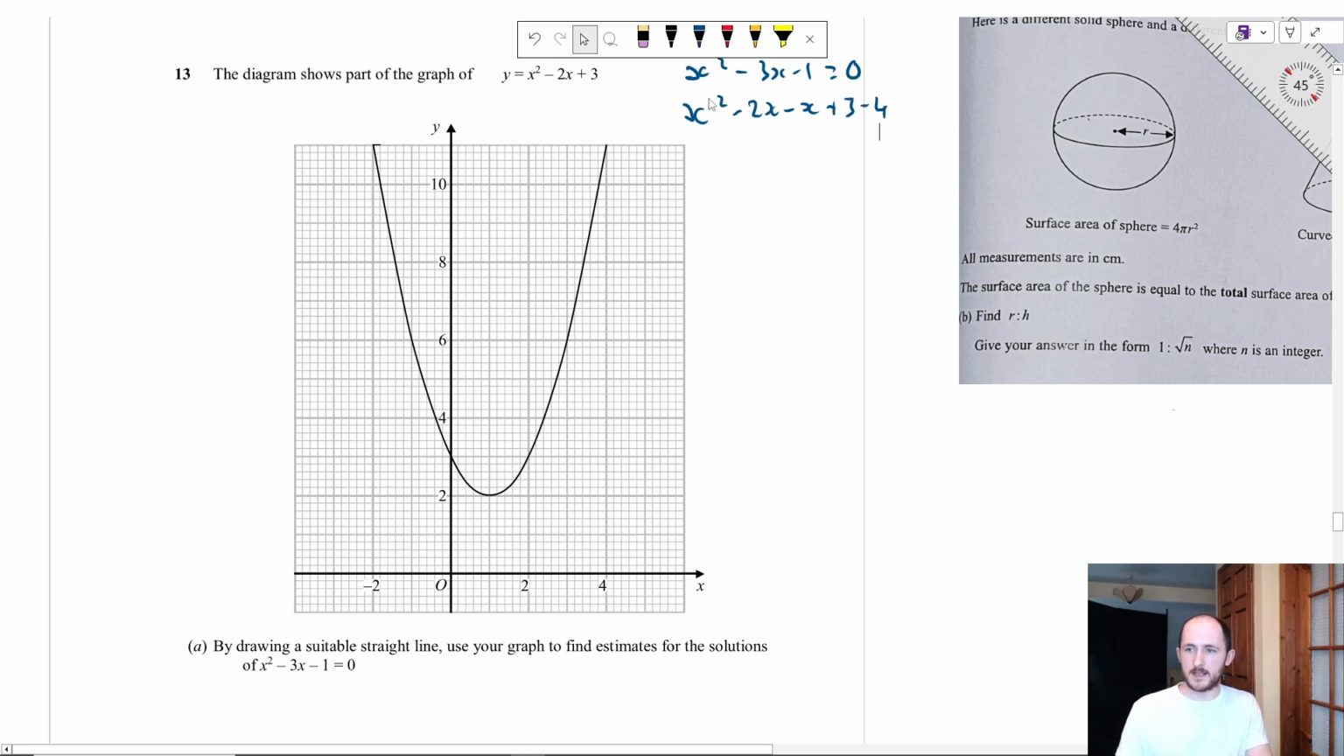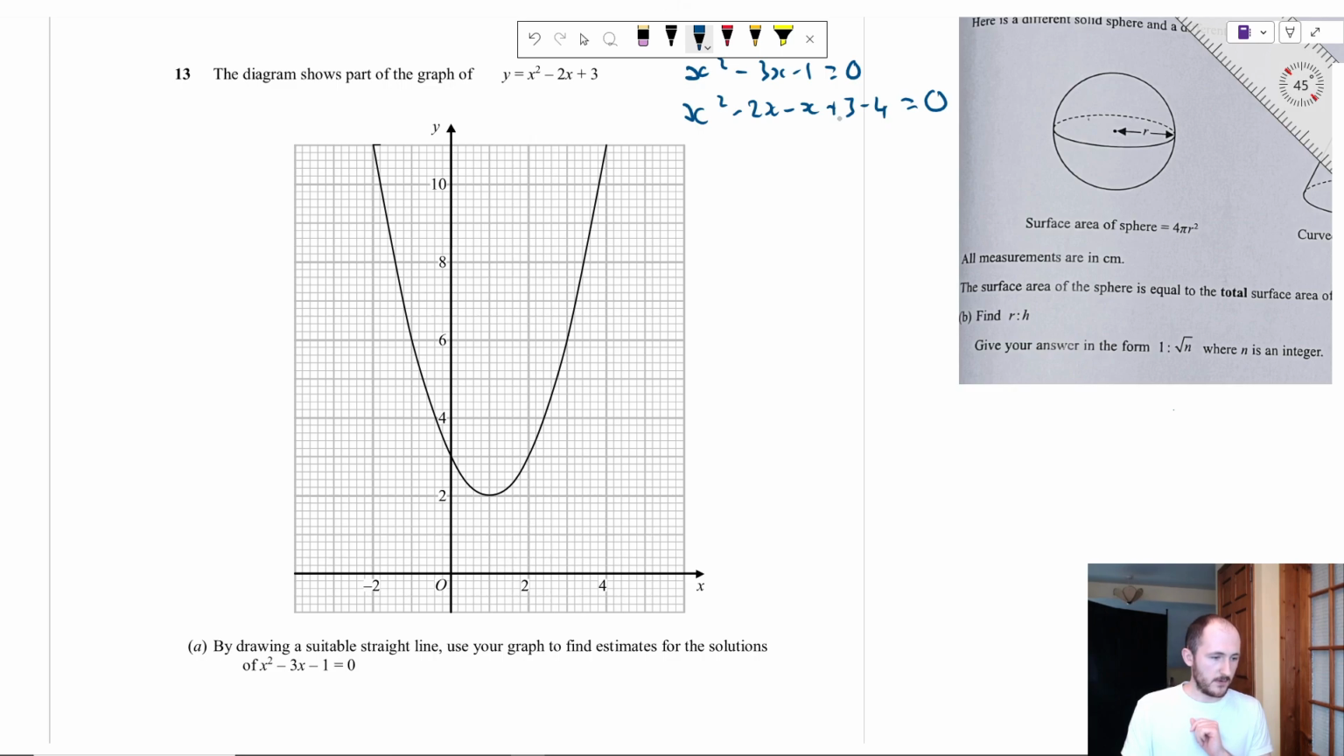So can you see all I've done is I've broken it up so that we have both equations in the same one. The x squareds match. 2x minus 2x minus x gives me minus 3x, and then plus 3 minus 4 gives me the minus 1. Okay. Now I'm going to move.